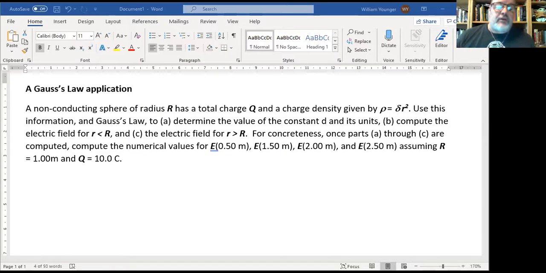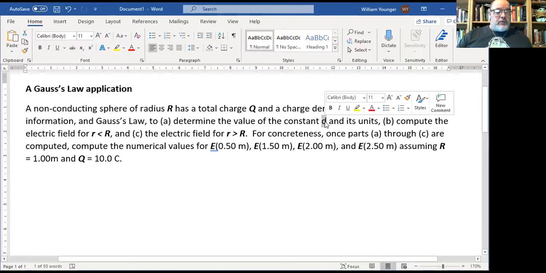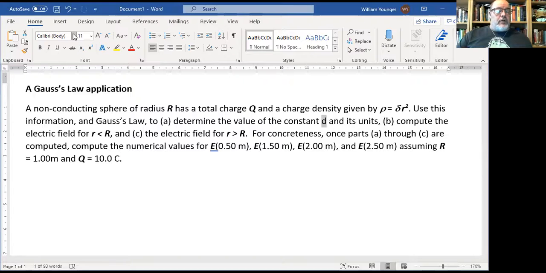A non-conducting sphere of radius R has a total charge Q and a charge density given by rho equals delta r squared. Delta is understood to be a constant. Use this information and Gauss's law to determine A, the value of the constant delta and its units, B, to compute the electric field for r less than R, C, to compute the electric field for r greater than R, and I think that's it for the main part.